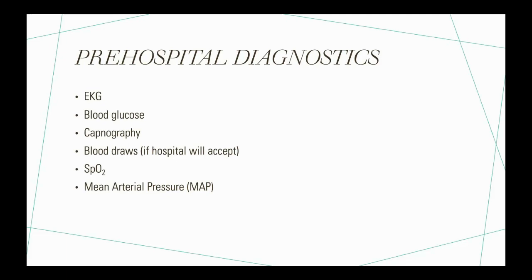Oxygen saturation is big, and then mean arterial pressure. We have the benefit that the monitors do this for us. And since every BLS truck also has a monitor on, we're getting this measurement there without having to do any math calculations.